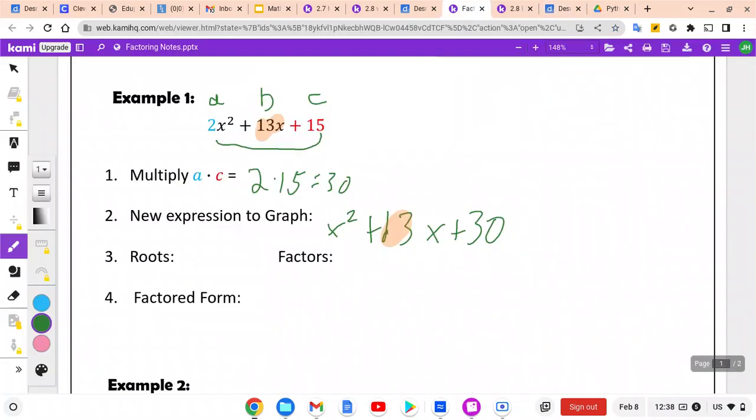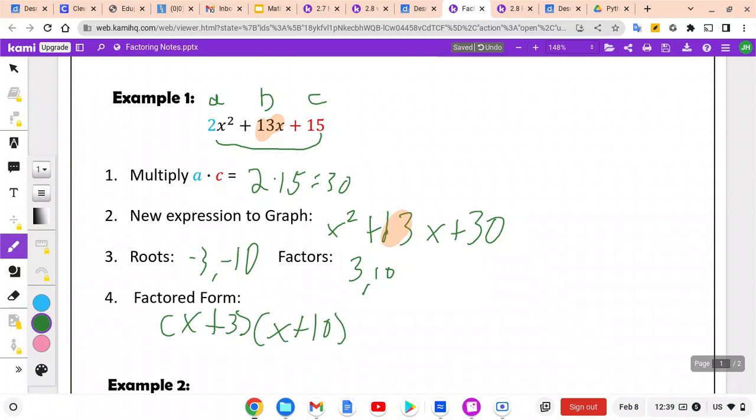So I come back here, my roots are -3, -10, but now we have to change the sign. So our factors are 3 and 10, and we're going to write it in factored form. And this is what I mean by factored form. It's going to be x, and since it was +3, the factor is +3, I write x plus 3, and then x plus 10. So they're positive because we had to change the sign. But if you'll recall, it's called slide and divide. So now we have to go back and divide out that 2 we multiplied.